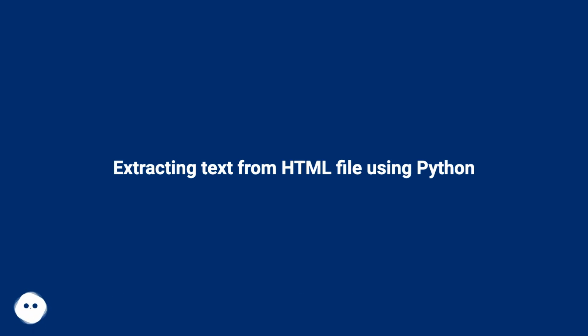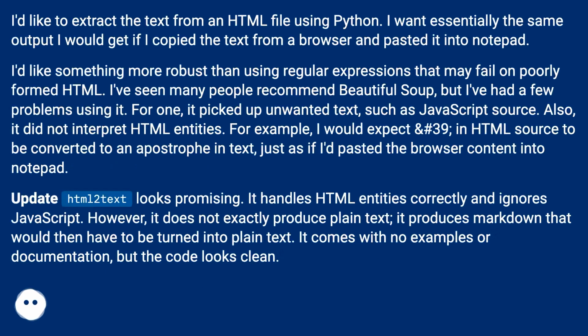Extracting text from HTML file using Python. I'd like to extract the text from an HTML file using Python. I want essentially the same output I would get if I copied the text from a browser and pasted it into Notepad. I'd like something more robust than using regular expressions that may fail on poorly formed HTML.